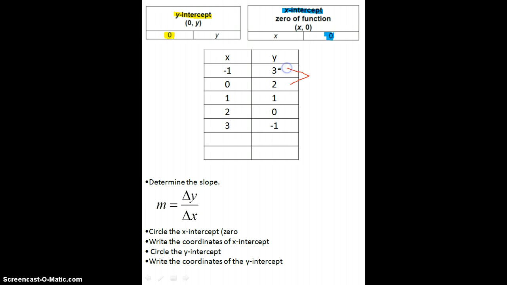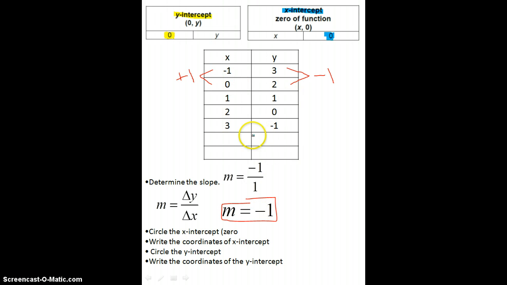So what did it change by? How did I go from 3 to 2? I subtracted 1. Good job. How did I go from -1 to 0? I added 1. Awesome. So my slope, remember, is change in y, and my y value is -1, divided by change in x, which is +1. And then we reduce. -1 divided by 1 is -1. So my slope for this table is -1.